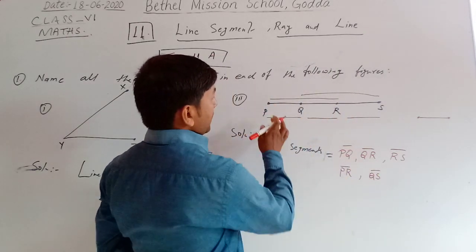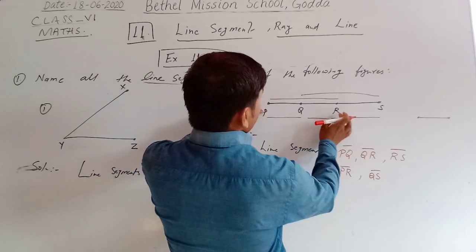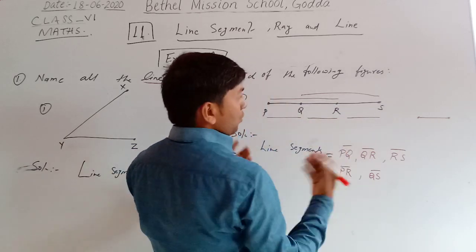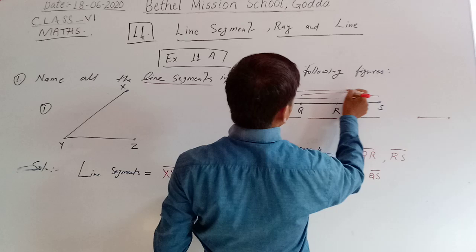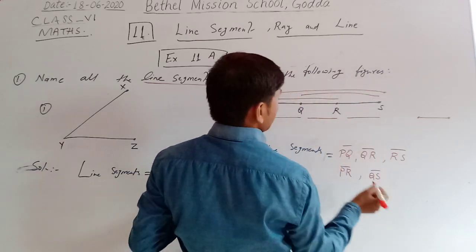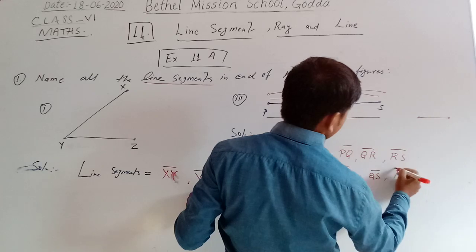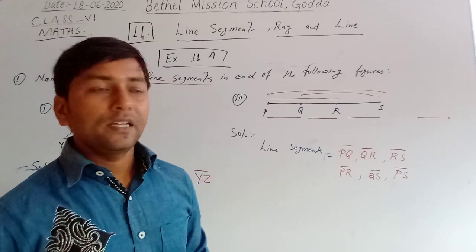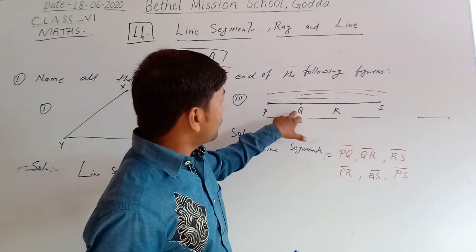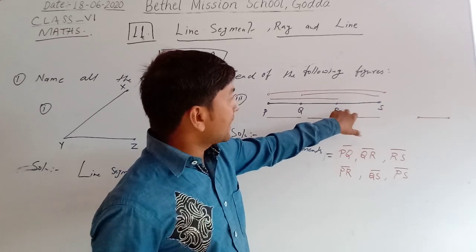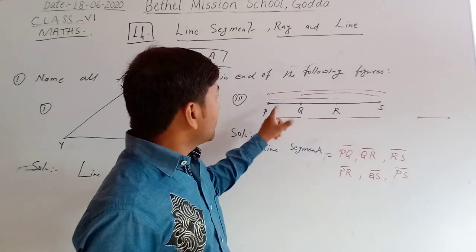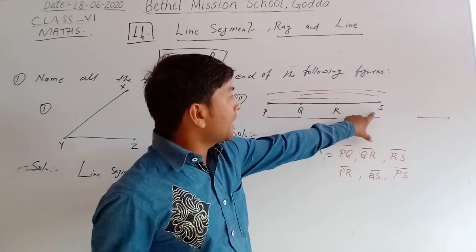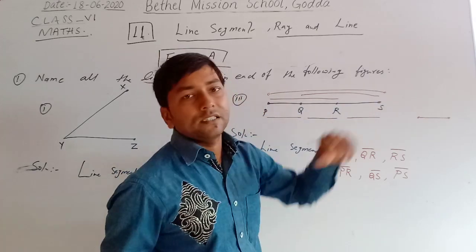Okay, from PR then QS. Okay, and now one more, P to S, PS. 6 line segments here. Okay, from PQ, then QR, then RS. Now we have taken 2 points from P to R, PR, then QS, and now PS.